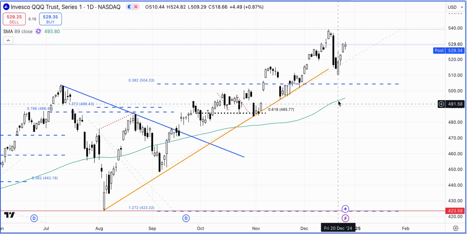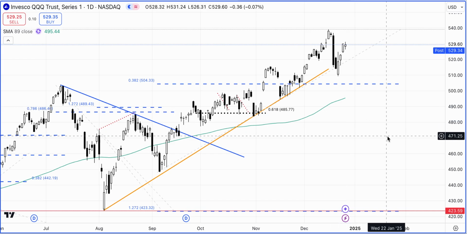But look, it has the low coming from the S&P 500 and also Dow Jones. This market has actually also held that low. In fact, it's above the 38.2% retracement, meaning that it's actually stronger.